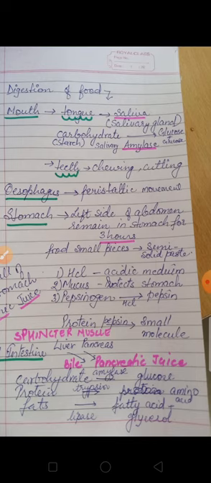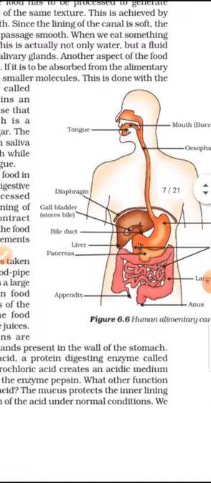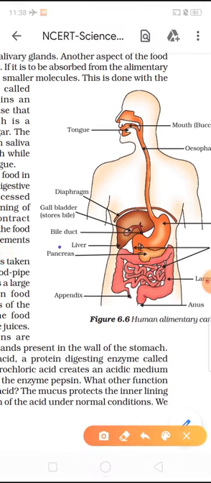I'll just show you the diagram. Yes, here. This diagram we did previously. Now things will be clear to you. Just concentrate on the liver and pancreas. Now you can clearly see the liver. Liver will secrete bile, and it will be stored in the gallbladder. You can see the gallbladder here. The pancreas will secrete juice.